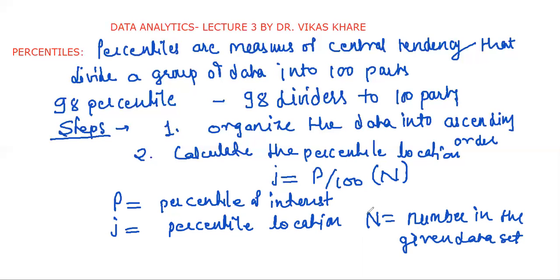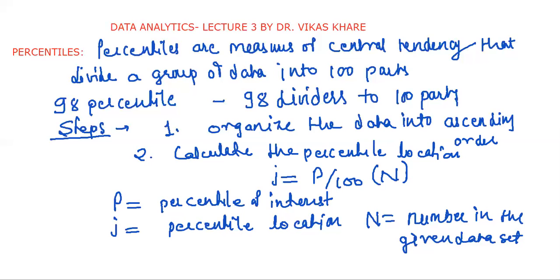So the percentiles are measures of central tendency that divide a group of data into 100 parts. The meaning of 98th percentile is 98 dividers to 100 parts. Then the steps to find the percentile of given data: first, organize the data into ascending order. Then calculate the percentile location with the help of the formula J is equal to P upon 100 into capital N, where P is the percentile of interest, J is the percentile location, and N is equal to the number in the given data set. So this is step 1 and 2.